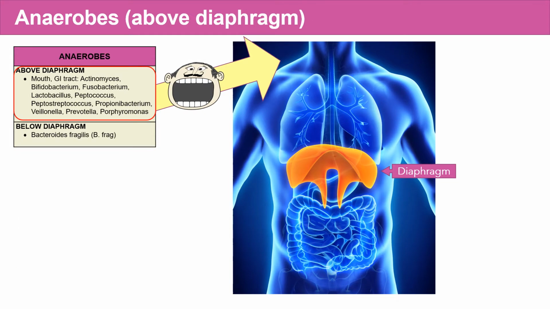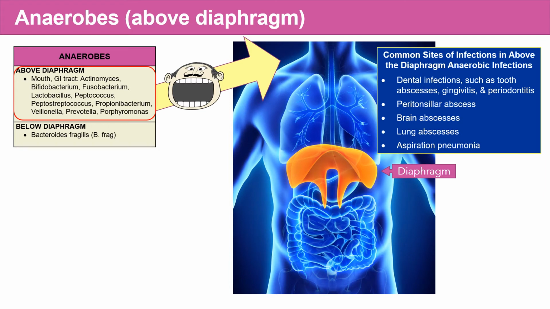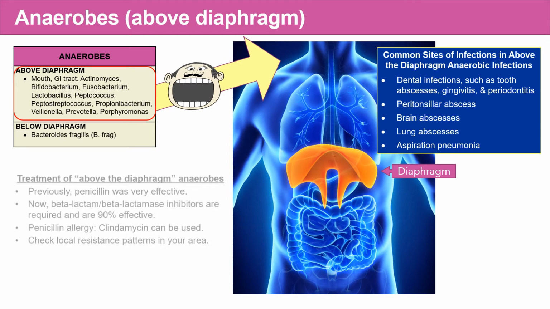First, we'll talk about the anaerobes that are located above the diaphragm. Now, as I mentioned earlier, there are a considerable number of species within this category. We don't need to memorize all the names of these species, but we'll consider these as one group, calling them above the diaphragm anaerobes. Now, what type of infections do these above the diaphragm anaerobes cause? They can cause dental infections such as tooth abscess, gingivitis, and periodontitis, and it can cause three different types of abscesses: peritonsillar abscess, brain and lung abscesses, and it can cause aspiration pneumonia.